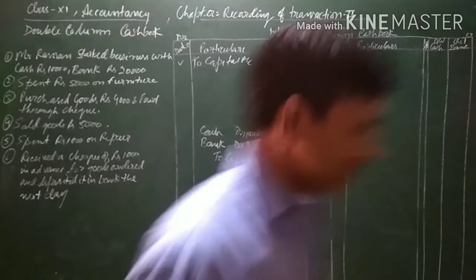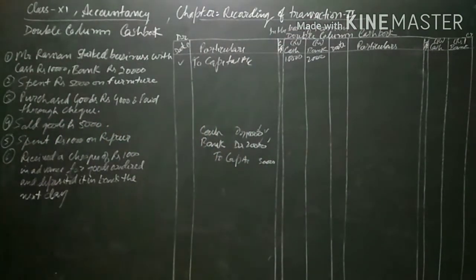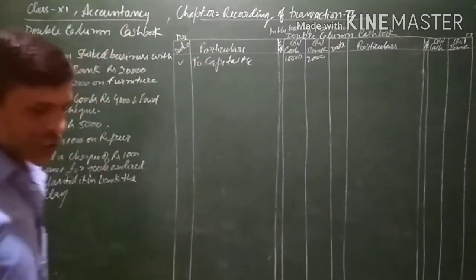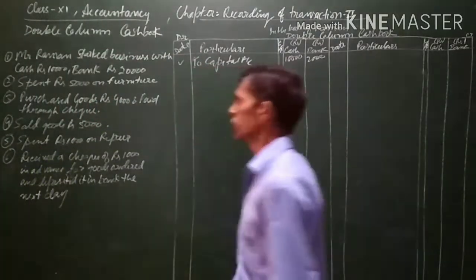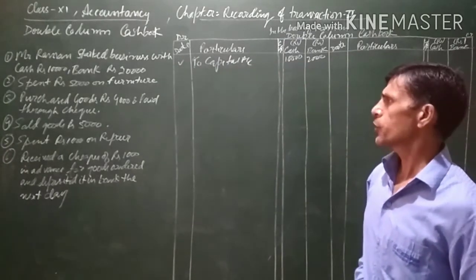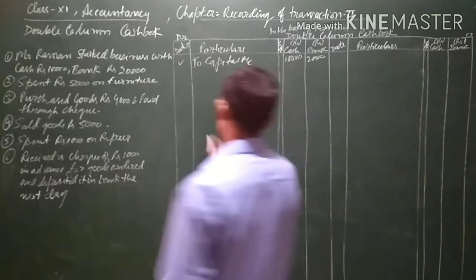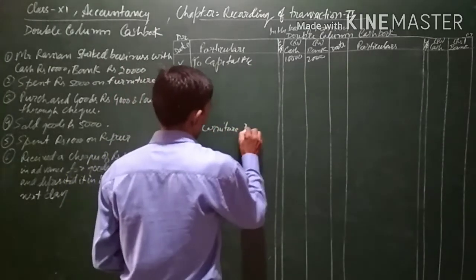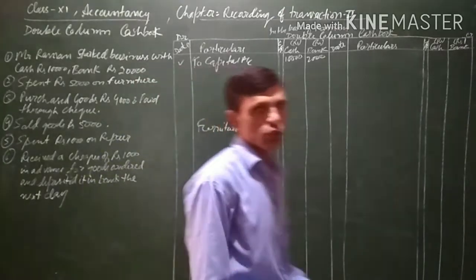Now let us see the next transaction. Spent rupees 5,000 on furniture. Spent rupees 5,000 on furniture means furniture of 5,000 has been purchased. So the entry when furniture is purchased: again, furniture is an asset. When assets increase in the business, it should be debited.